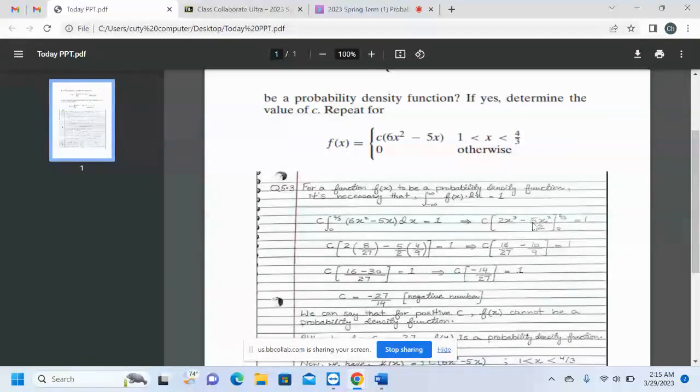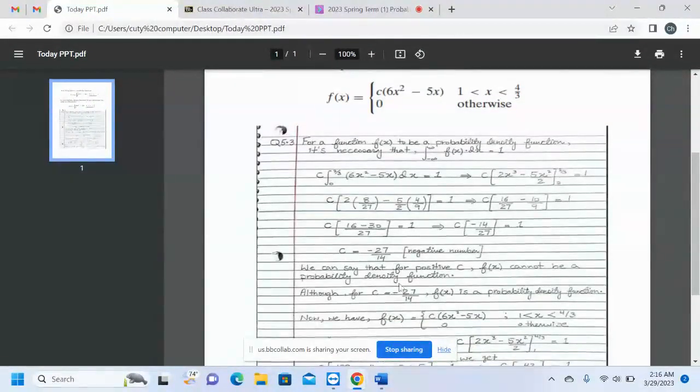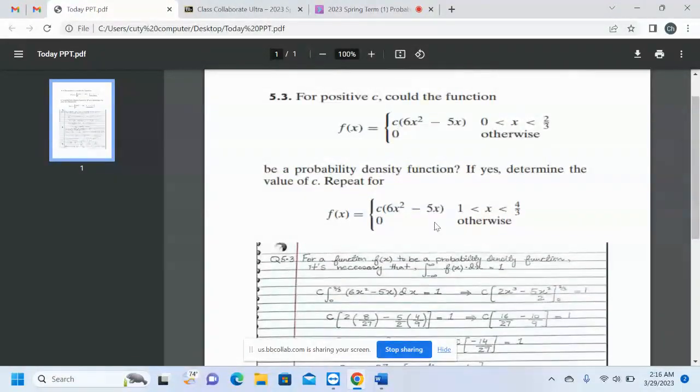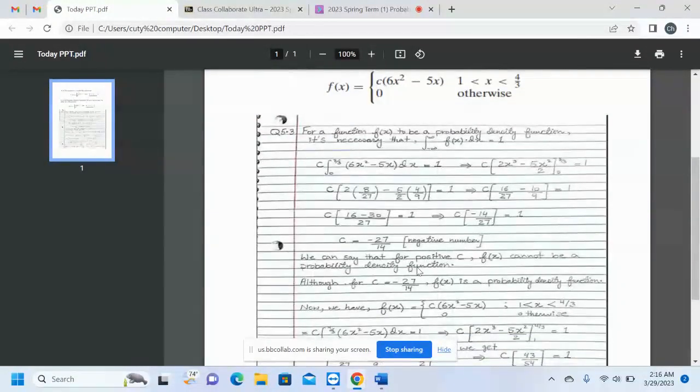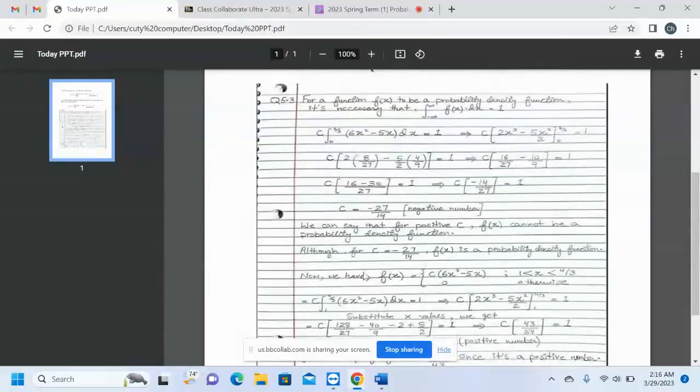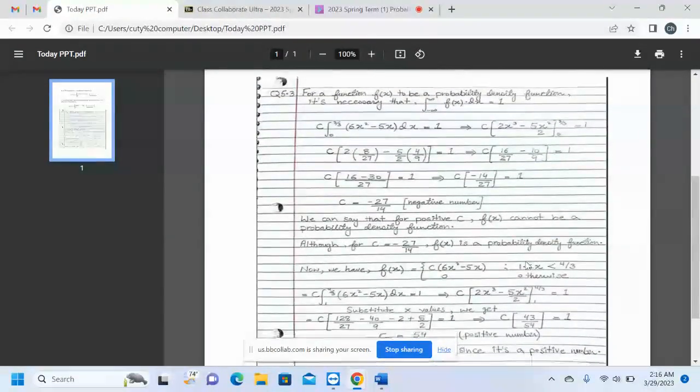After putting in the limits and solving, we get the value of c equal to −27/14, which is a negative number. We can say that for the positive c, f(x) cannot be a probability density function, because the question asks whether the function is a probability density function or not. So for a positive number, it's not a probability density function, but for the negative number, it is.